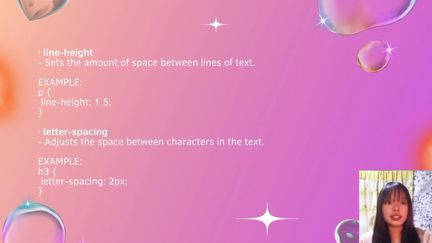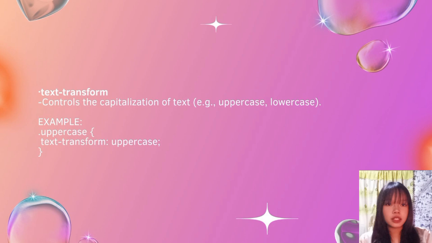So line height sets the amount of space between the lines of text. Example, line-height 1.5. Then letter spacing adjusts the space between the characters in the text. Example is letter-spacing 2px. Text transform controls the capitalization of text. Examples are uppercase and lowercase. As an example, text-transform equals uppercase.